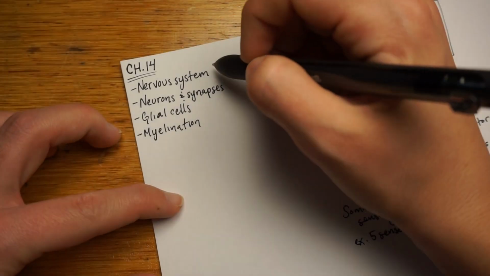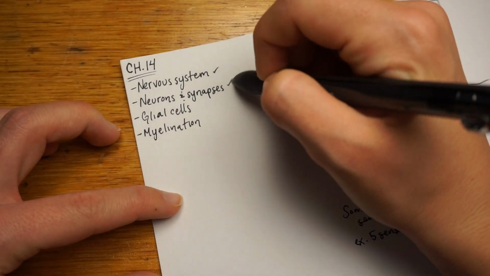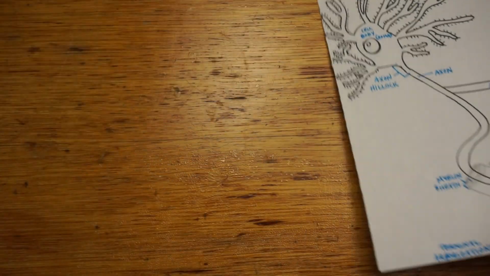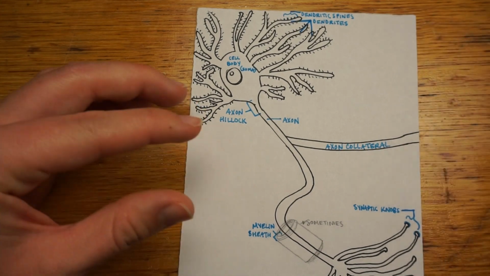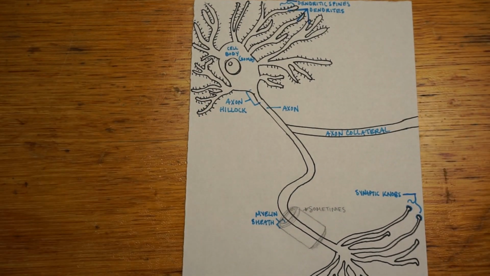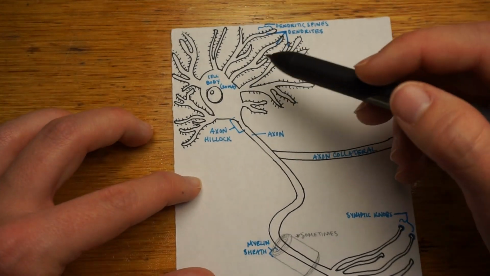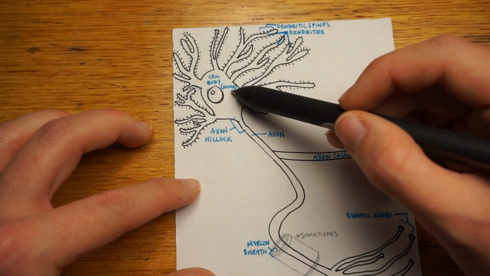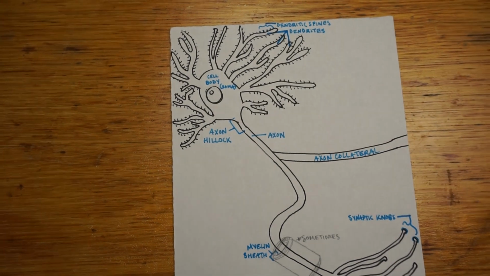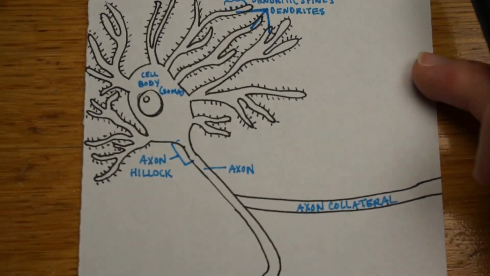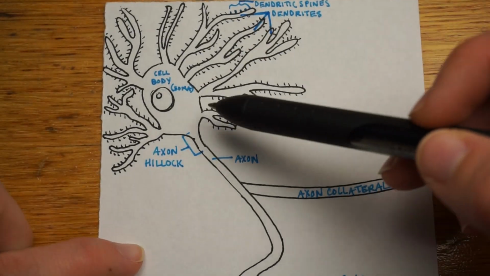Right? So we talked about the nervous system. Now neurons and synapses. This is just a brief review. Here's a neuron. This is the main cell that makes up the nervous system. You have the cell body, which is also known as the soma.